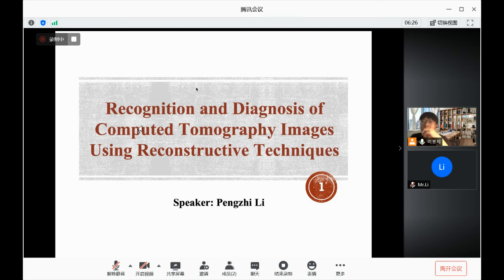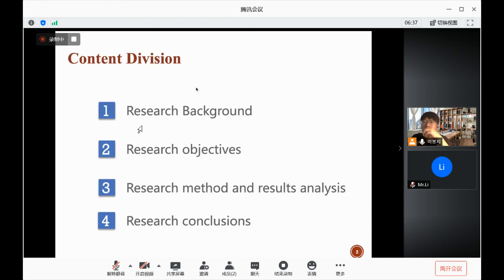The title of my paper is Recognition and Diagnosis of Computed Tomography Image Using Reconstructive Techniques. Next, I will introduce it from the following four parts. Number one, research background. Number two, research objective. Number three, research methods and results analysis. Number four, research conclusions.